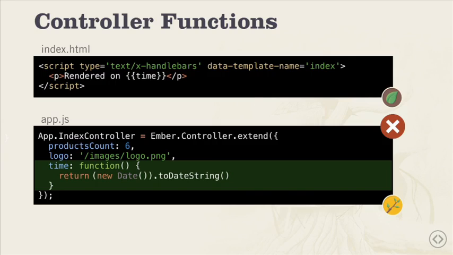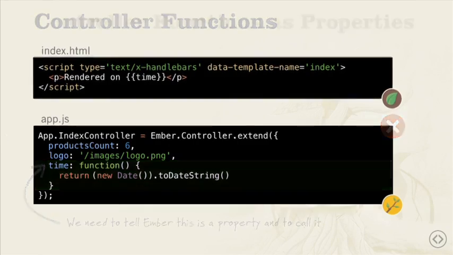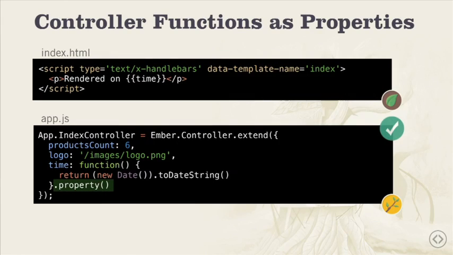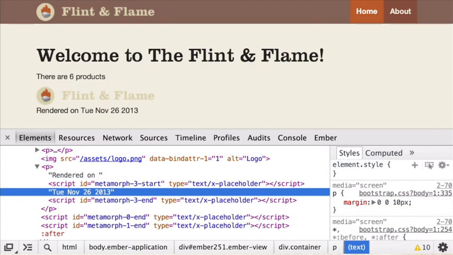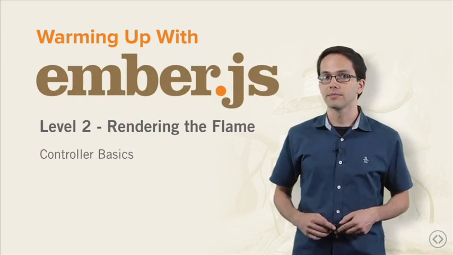There's one more thing we need to do here, though. We need to tell Ember that this is a property it needs to call to get the return value. To do this, it's simple. We simply add the property function to the end. Now if we go back in our code, we can see that the time properly gets printed out. Why don't you go try building some controllers, and I'll see you in a minute.